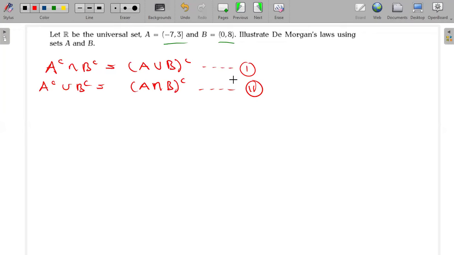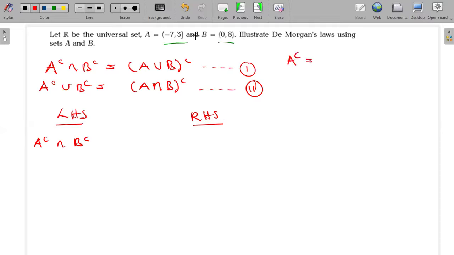So we must show these. Let's start with part 1. In short, we show that the left-hand side is equal to the right-hand side. So I'll be checking whether the left-hand side is equal to my right-hand side, which is there. So I start with A complement intersect B complement. Now, what is my A complement?